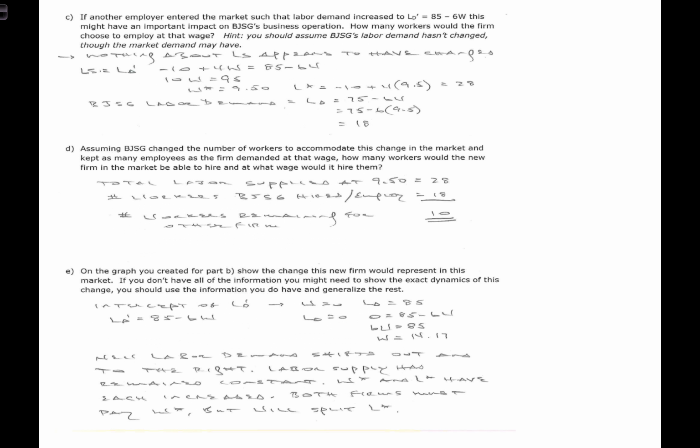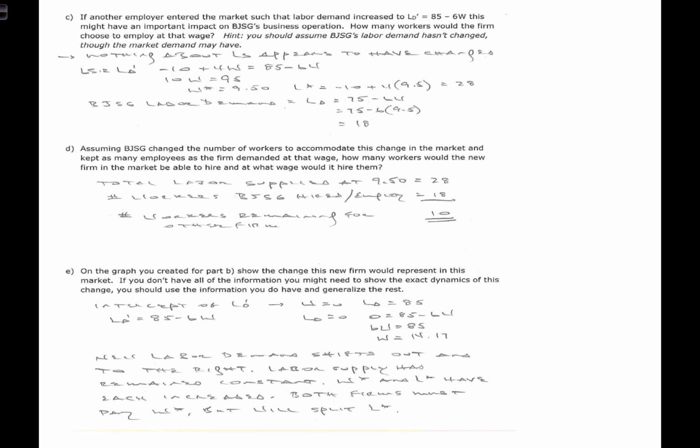This other labor demand curve that's been shifted out and to the right is for one of the other parts a little bit later on in this particular problem. So as we go further, I ask if another employer entered the market such that labor demand increased generally to LD equals 85 minus 6W. By the way, that's what this curve represents, LD equals 85 minus 6W.